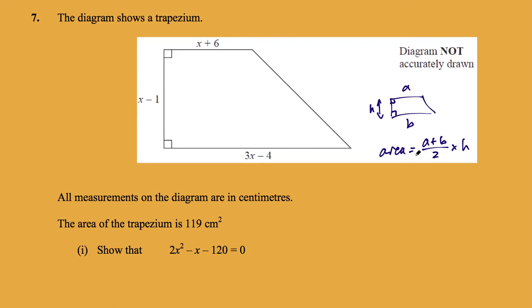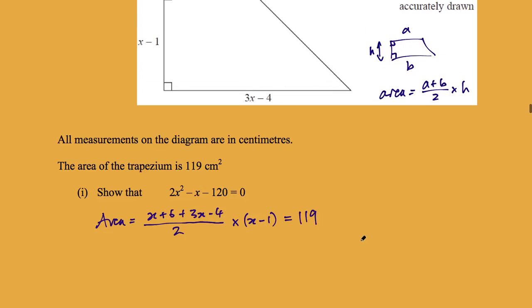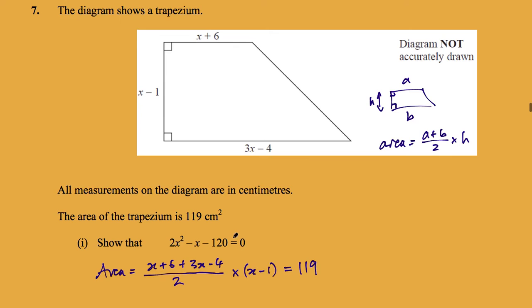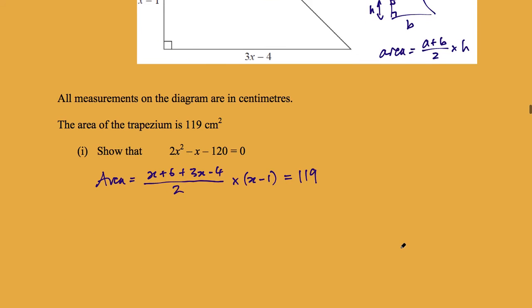So in this case, our A plus B is, area equals x plus 6 plus 3x minus 4, the opposite two sides, all over 2, multiplied by x minus 1. And the area equals 119 centimetres squared, so that equals 119. And so far, I don't know that it's going to end up like this, but I do what I can, and I work through it logically, and hope that this comes out as the answer.